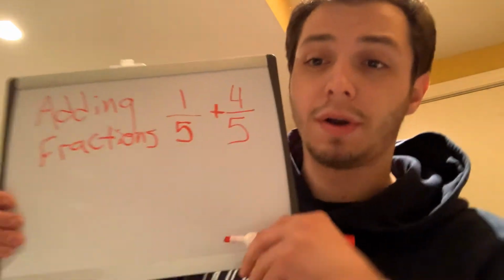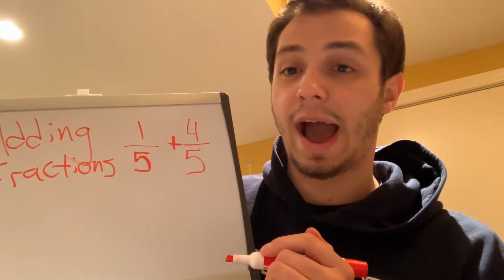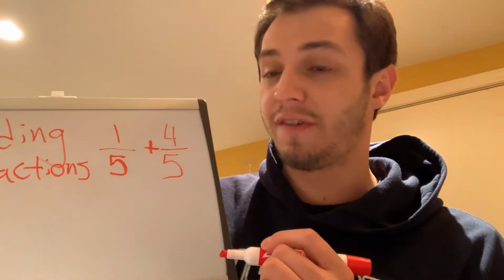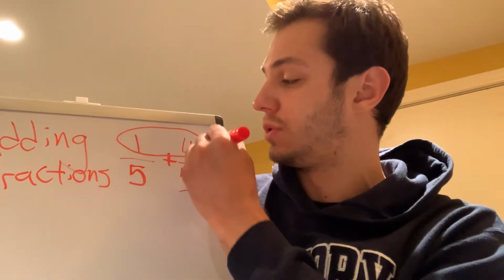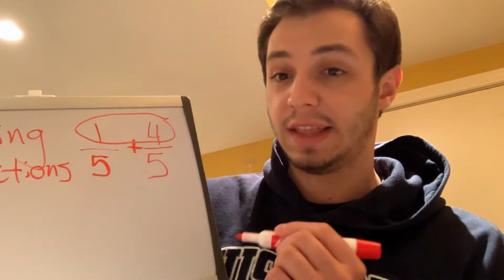So when we're adding fractions, we need to make sure that both of our bottom numbers are the same. In order to add or subtract a fraction, both of the bottom numbers have to be the same. So for example, if I have the fraction 1 over 5 plus 4 over 5, both of my bottom numbers are the same, which means I can add these two fractions. When we're adding a fraction, only my top numbers will change. My bottom number will stay the same.